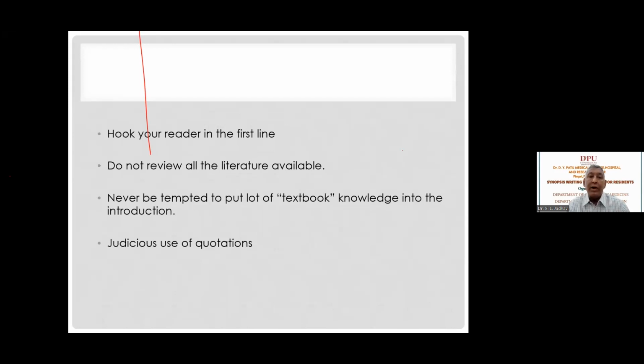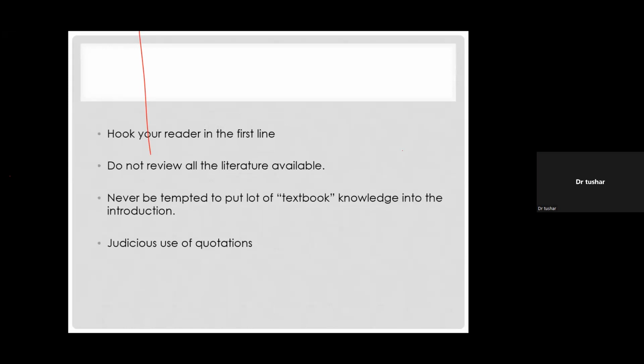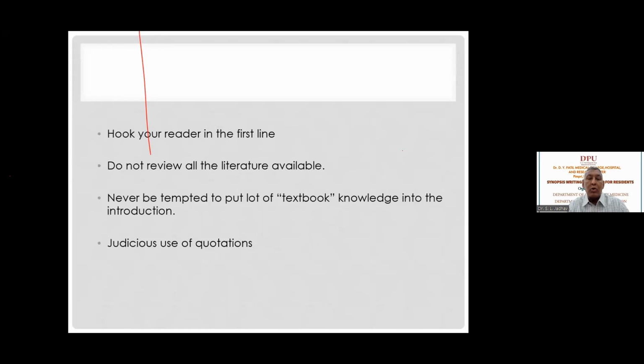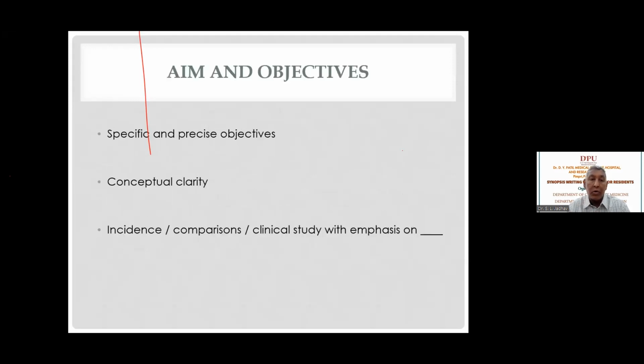And naturally, hook your reader from the first line. So don't write just drab introductions. Keep it short, precise, and concise. Do not use too much textbook knowledge, and do not review too much literature right now, because that's an ongoing process which will happen by the time you finish your dissertation. There will be another section regarding references, which Dr. Sapate will tell you about. So don't put too much here from your references. Too much review should not be written right now.